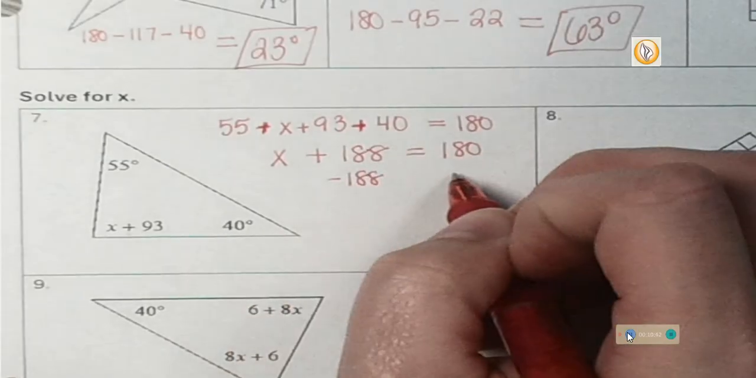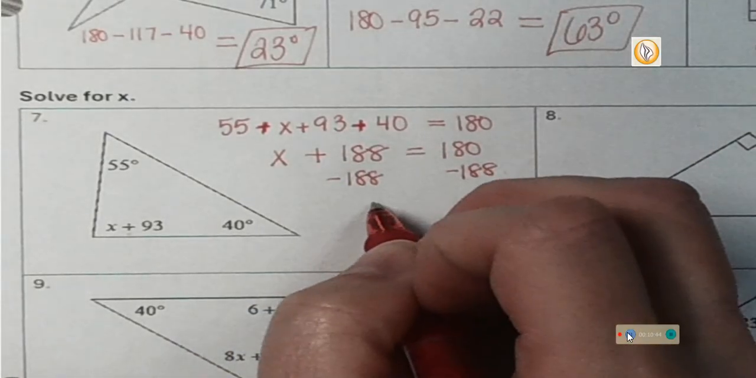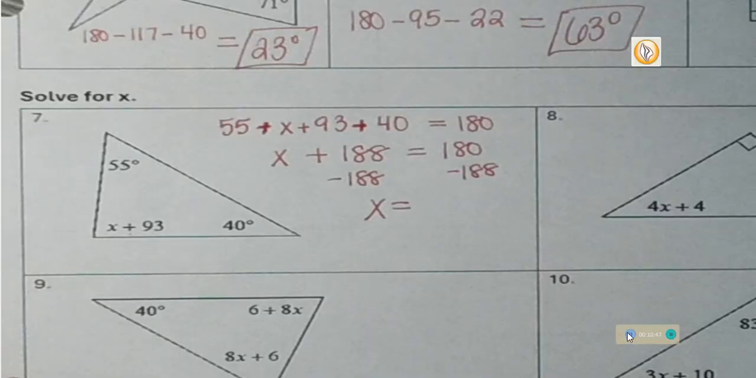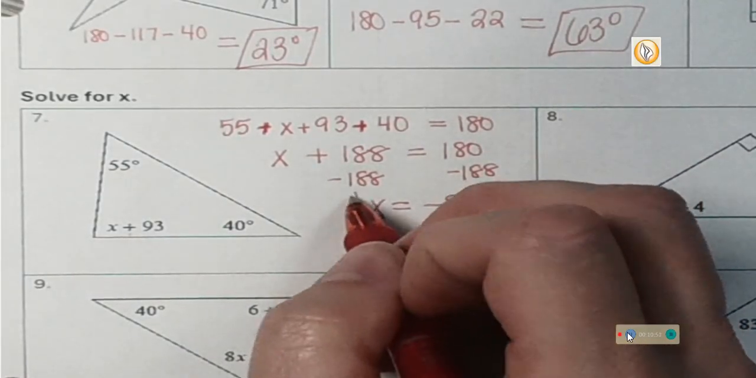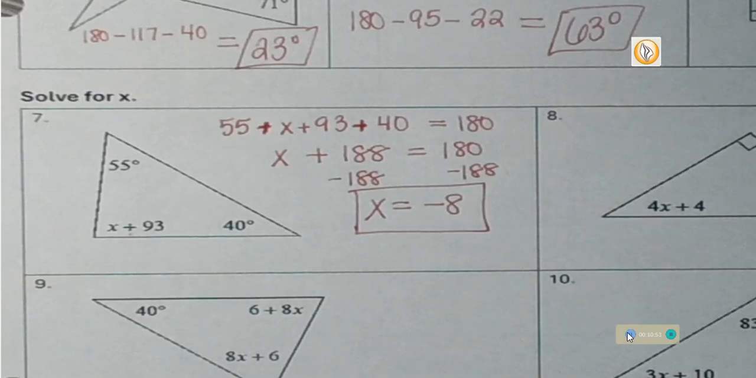Subtract 188. Now, don't panic. What's 180 minus 188? Negative 8. You can have a negative x value. You just can't have a negative angle measure.